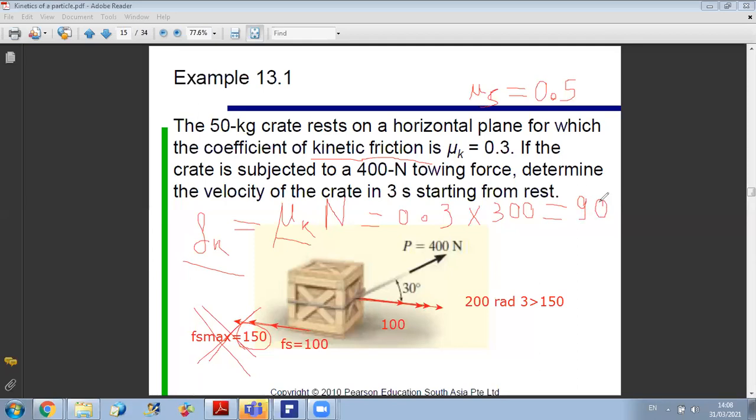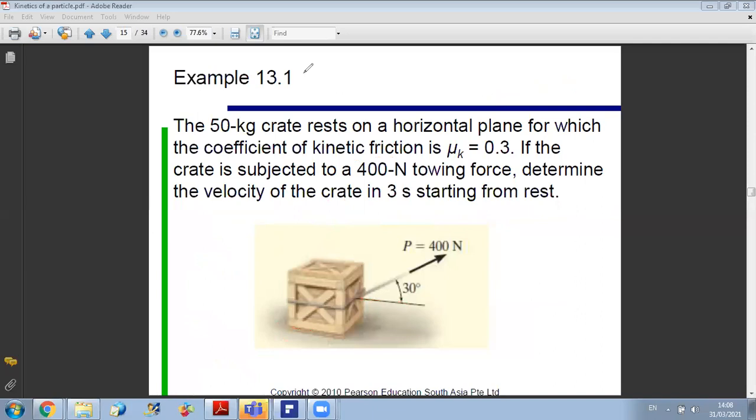Okay. So now I can draw the free body diagram on my box. I have a kinetic friction of 90 towards the left, 90 Newton. I have the weight. I have the normal. The weight already calculated, it's 500. النورمال جبناها من sum of y equals 0 طلعت 300.